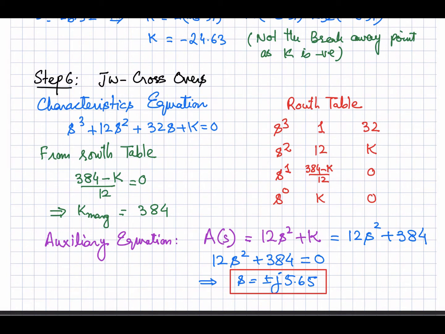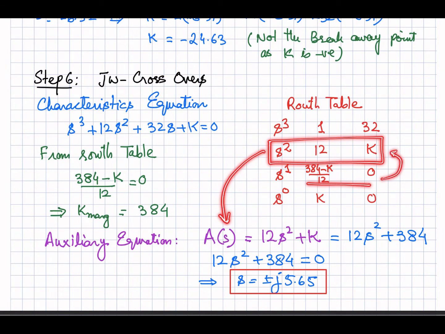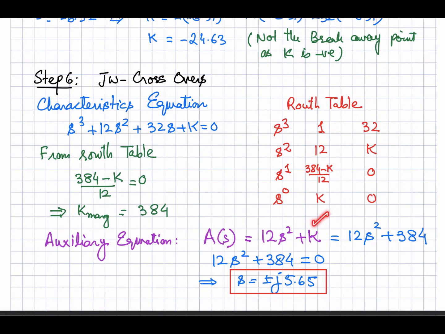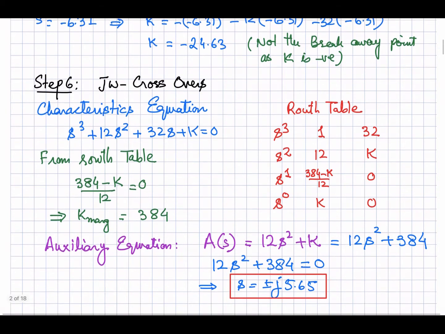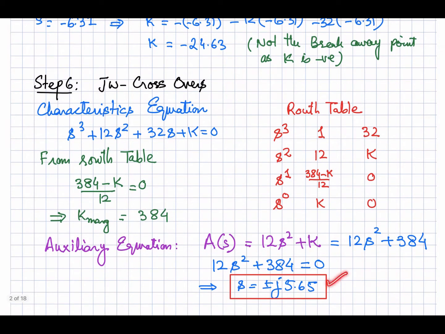j omega axis. Okay, so how to find the j omega crossovers? This equation will give us the auxiliary polynomial, because the row just above the 0 row is this one. So 12s² plus K will be the auxiliary polynomial, with K equal to 384. So using that value and setting it equal to 0, you can find the root values of s, which will give you the position of the closed loop poles at the j omega crossover for this particular value of K.